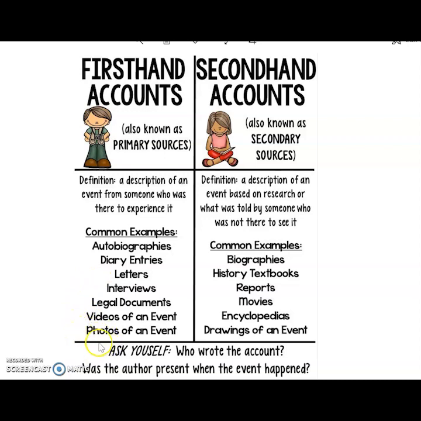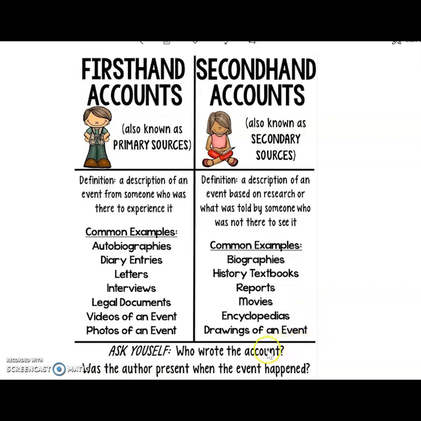So we know that the difference between first-hand and second-hand then is that second-hand is referring to somebody who did some research or was told by somebody who was there. This person was not actually experiencing the event that they are reporting on. This is also known as a secondary source. We can see this right here next to this little girl. Some common examples of second-hand accounts can be found in biographies. Again, those are books that are written about other people. History textbooks, reports, movies, encyclopedias, or even drawings of an event.